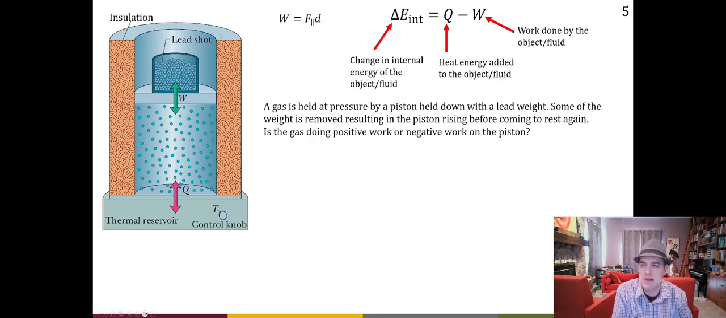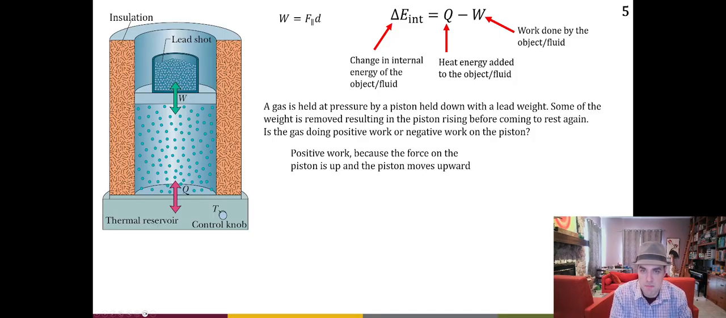So we're going to take some of this lead shot out. When we do, the gas pressure here is going to push this piston up a little higher before it comes to rest again. So is the work done by the gas positive or negative? Well, the force from the gas onto the piston is upwards, and the piston is going to be moving upwards. So those are both in the same direction. So therefore, the work is going to be positive. So positive work because the force and direction are both in the same direction.